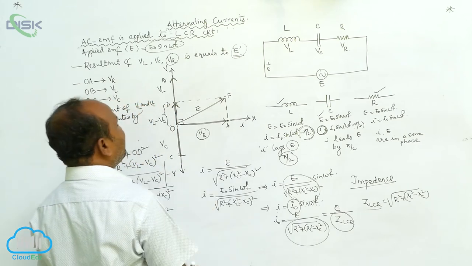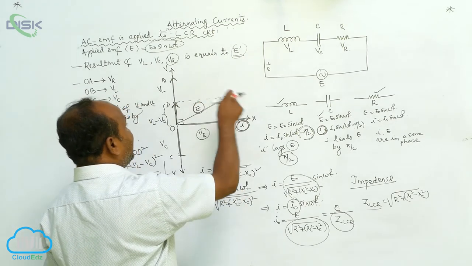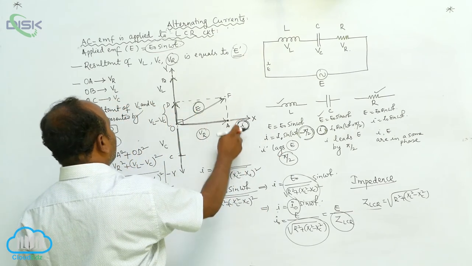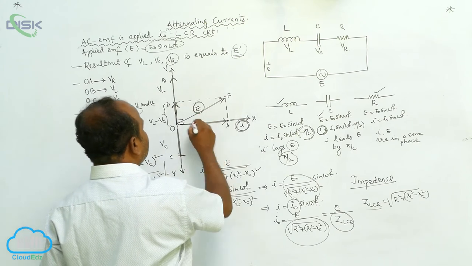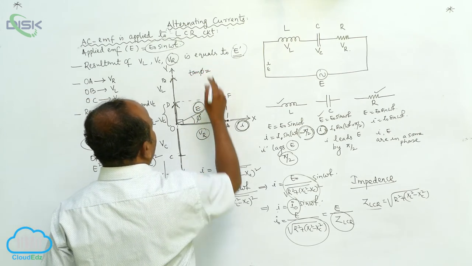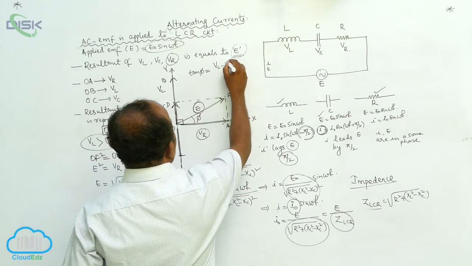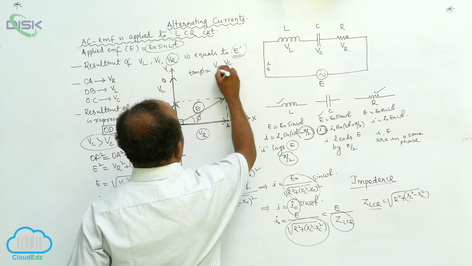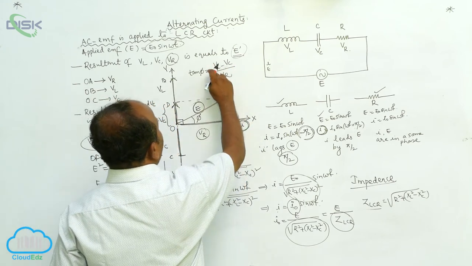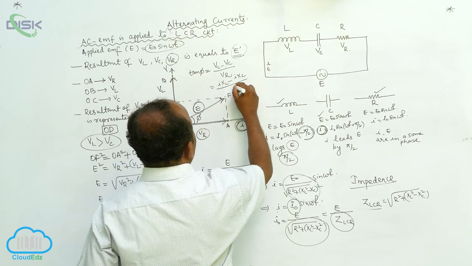But here, what is the phase difference between current and EMF? What is the phase difference between the total current and total EMF in the case of the LCR circuit? It is represented by phi. Therefore, tan phi is equal to the opposite side, VL minus VC, by VR. What is VL? VL is equal to I into XL, VC is equal to I into XC, and VR is I into R.